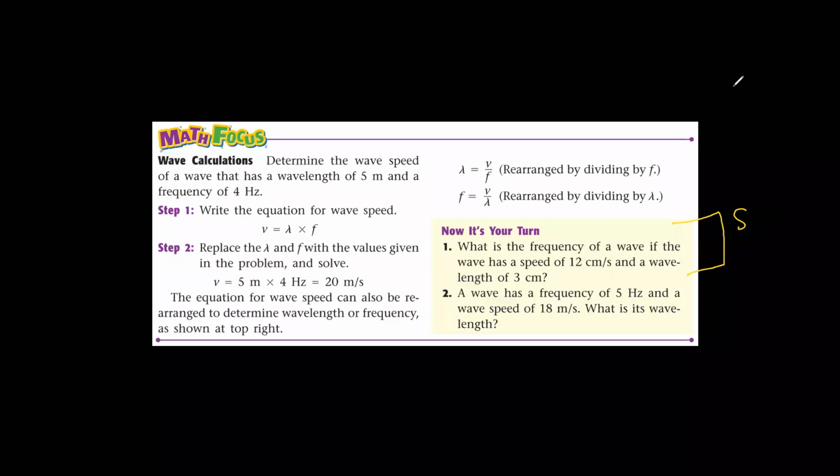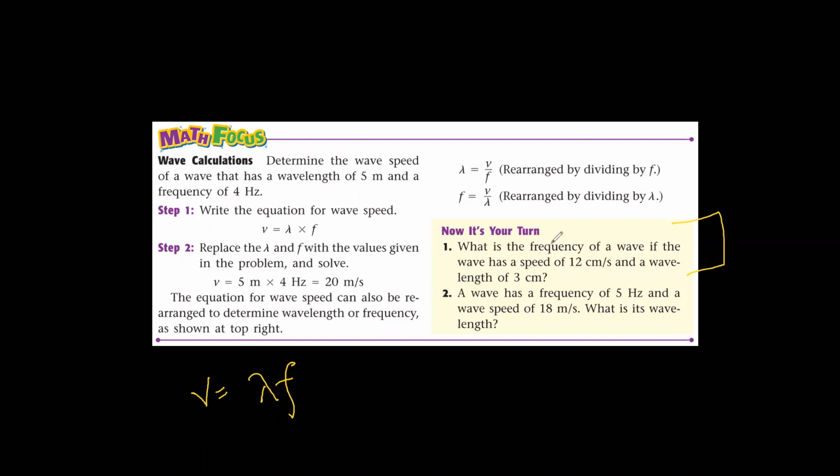Frequency is equal to... No, wait. Velocity is equal to lambda times F. So we have the velocity as 12 centimeters per second, which is equal to 3F. And we divide both sides by 3, and we get 4 Hz. 4 Hz.